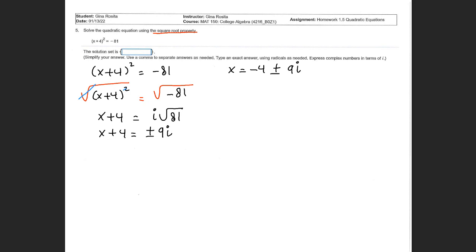So we got two answers. Why do we get two answers? Because this is squared. If it were cubed, we would have three answers; if fourth power, we would have four answers. So the first answer is negative 4 plus 9i. The second one is taking the negative: negative 4 minus 9i.